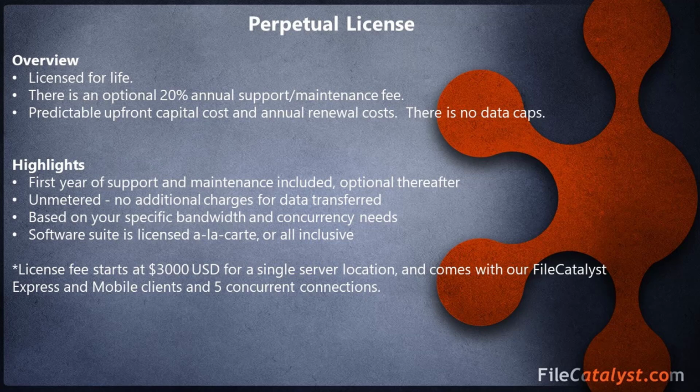The support and maintenance for perpetual licensing is included for year one, and then optional. It's unmetered, as I mentioned, so there's no additional cost for moving data. Basically, you can move as much data as there are hours in a day. It's based on the specific bandwidth and concurrency needs you have: how many concurrent transfers you need to do and the bandwidth, the pricing is based on that. And you have options a la carte, where you can buy every specific little feature, or you can buy an all-inclusive package that gives you pretty much all the functionality and concurrent connections that you need.